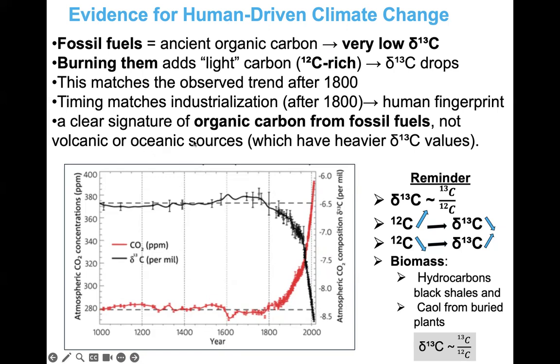So this is a clear signature that the organic carbon that we have in the air comes from fossil fuels, not from volcanoes or oceanic sources, simply because volcanoes and ocean sources, like, for example, emission along a divergent boundary, like a mid-oceanic ridge, emit carbon that is rather heavier. That's why delta 13C for volcanoes is heavier. So it's not coming from volcanoes. It's coming from us.